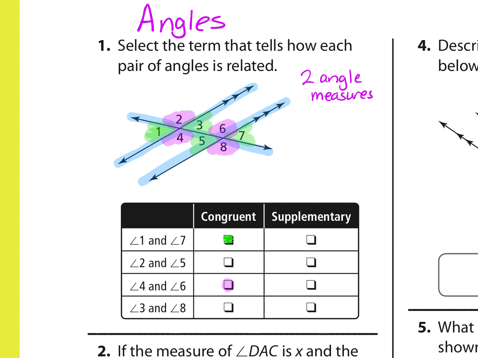Now if we start pairing some together, say angles 2 and 5, well, 2 is this obtuse angle and 5 is this acute angle, but if we moved angle 2 beside angle 5, they add up to 180 degrees, so they're supplementary. And angles 3 and 8 are also supplementary.